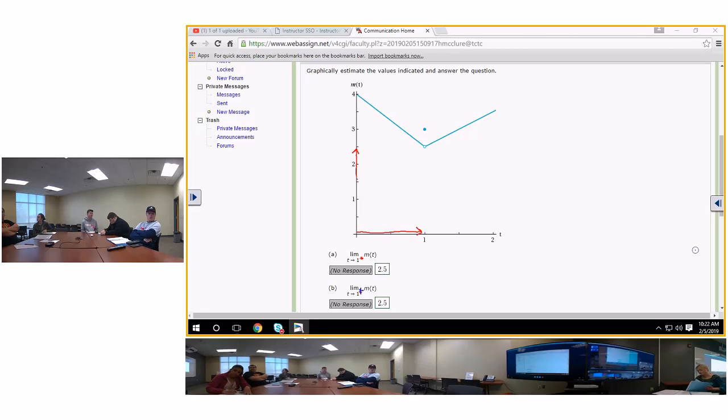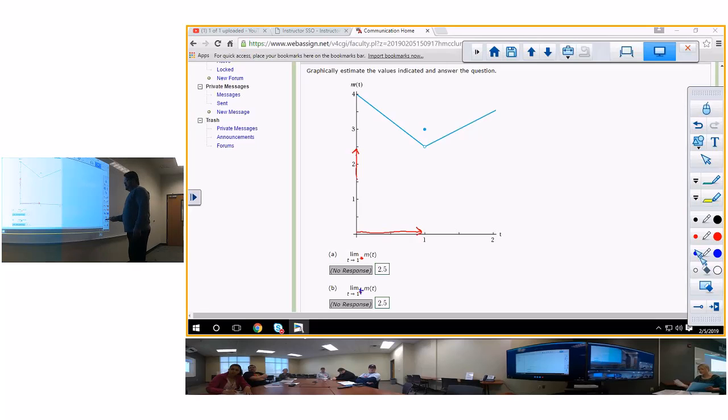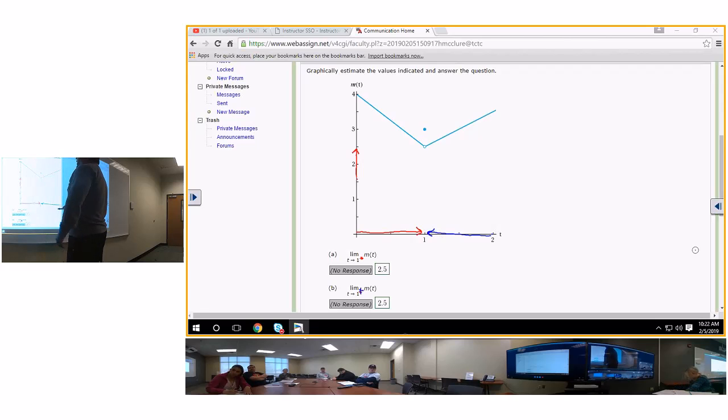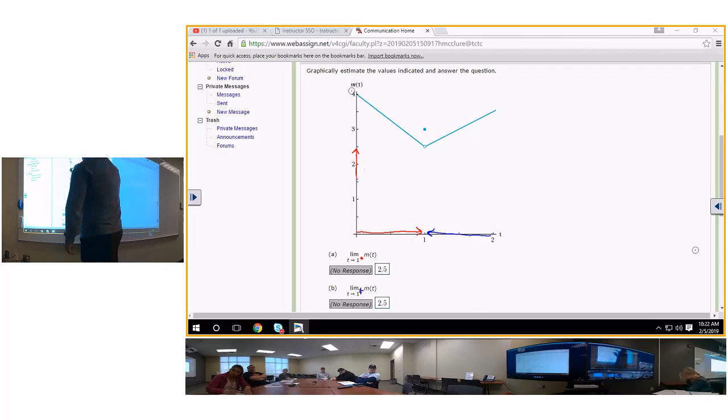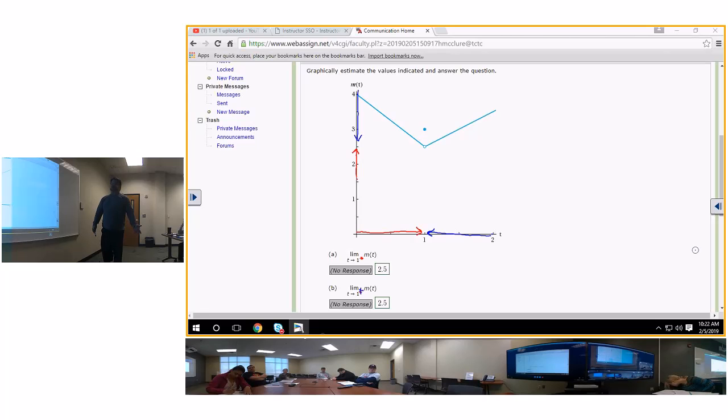2.5. All right. Now what if I approach from the right? If I approach 1 from the right, what am I approaching on the y-axis? 2.5. So your answer is 2.5.